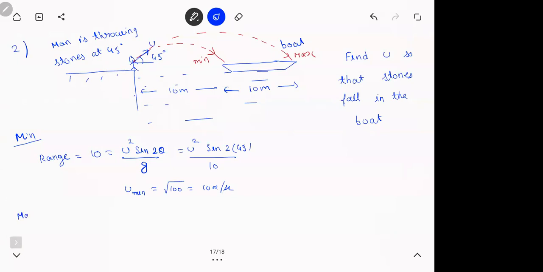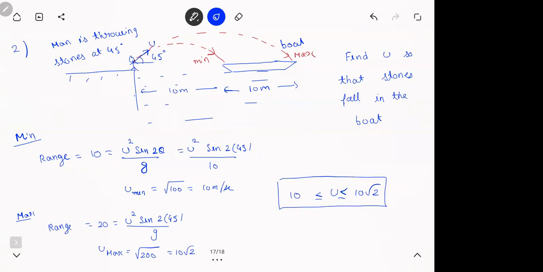For maximum, the range will be 20 meters, which is u square, again sine 2 into 45, by g. In this case, you get u max as root 200, which is 10 root 2. So your answer will be, if your speed is between 10 and 10 root 2, your stone falls in the boat. Anything more than 10 root 2, you will be out. Anything less than 10, you'll fall before the boat.